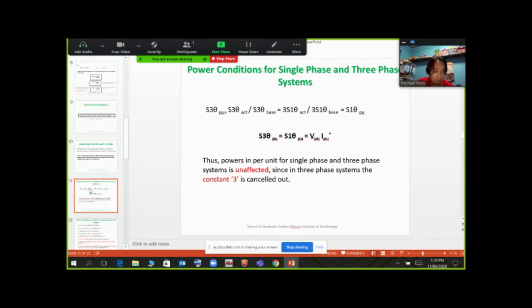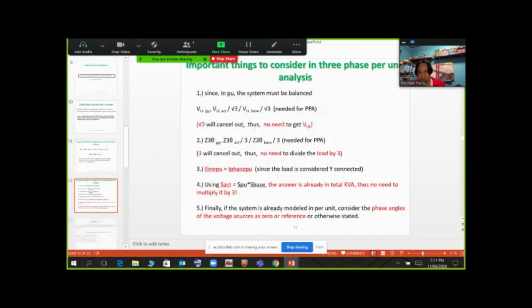But if that is a single phase system, you do not need to know that, simply because in a single phase system, ST is S phase and VL is simply equal to line to neutral. So you do not need to check those parameters. So that's the meaning of this slide, that the powers on single phase or three phase units are unaffected, simply because if you have per phase, the three will cancel out. So the treatment is on a per phase basis on an apparent power total ST. And the rest are important things.